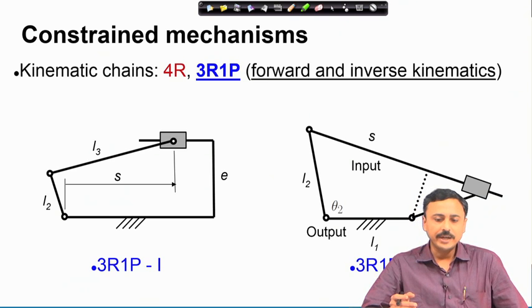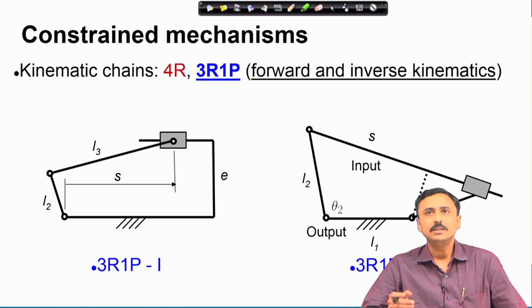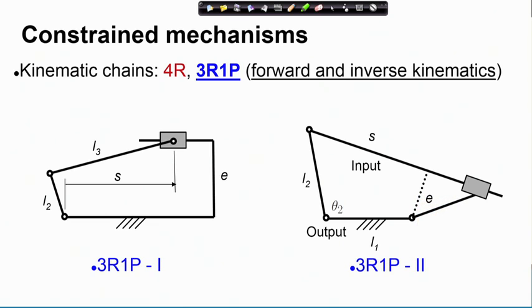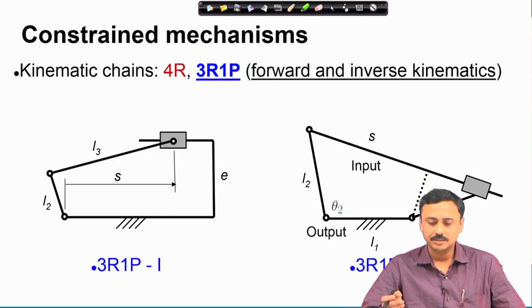So, in these constraint mechanisms, today we are going to look at 3R1P chains. There are two 3R1P chains as shown. On the left I have 3R1P chain 1 and on the right I have 3R1P chain 2. They are essentially inversions, but their displacement analysis differs in certain ways.